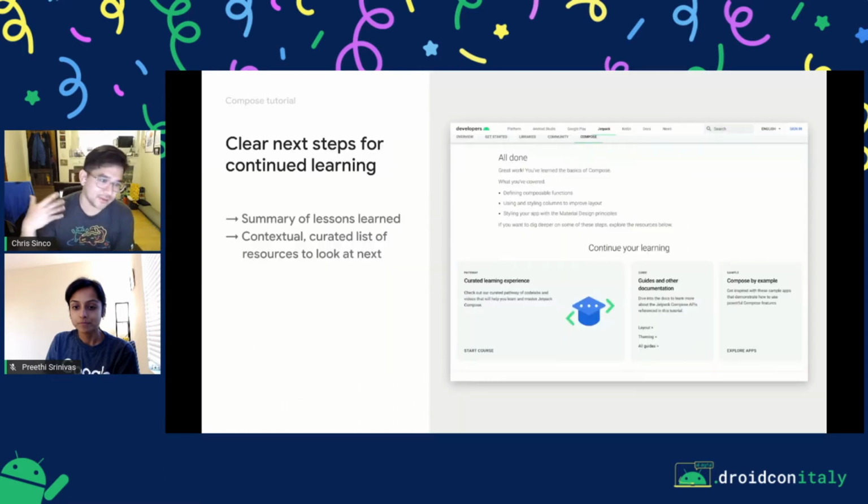And so that feeds into the third part of the design. One thing we incorporated into the tutorial was, once you're actually done with it, we summarize what you learned, again like from the top where we had the summary of the lesson. But we actually gave you a curated list of resources to look at next, specifically based on what you learned in the tutorial. So in this case, for example, you learned about layout and theming in the tutorial, and so we point you exactly to those follow-up reference documents.